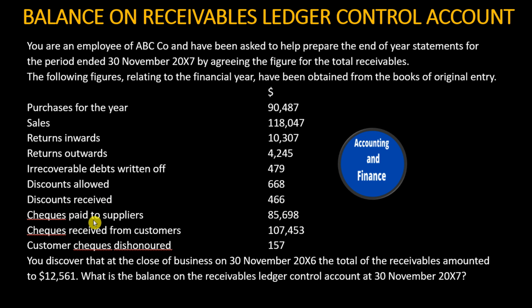Checks paid to suppliers: $85,698. Checks received from customers: $107,453. Customer checks dishonored: $157. You discover that at the close of business on 30 November 20X6, the total of the receivables amounted to $12,561. What is the balance on the receivables ledger control account at 30 November 20X7?